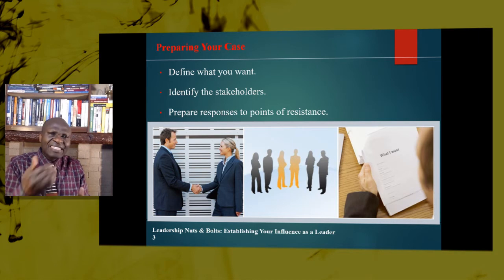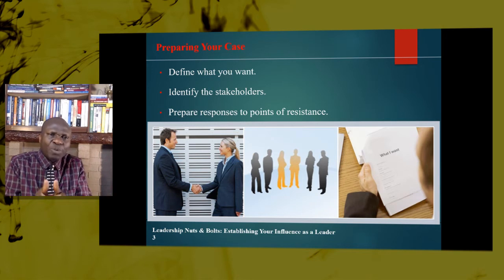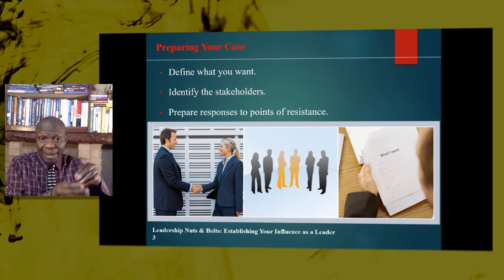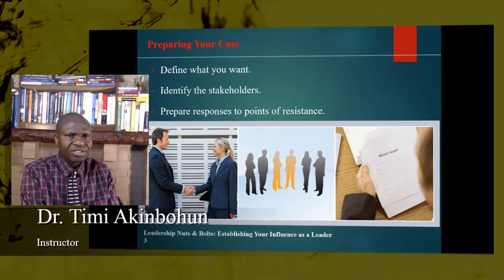Next, identify the stakeholders you want to influence. These are the people whose help you will need to achieve your objective. You can then prepare responses to anticipated points of resistance from these stakeholders. Understanding their perspectives will help you anticipate how they will respond to your case.